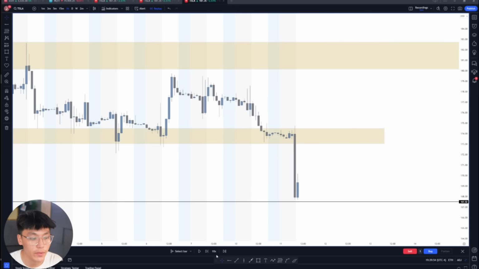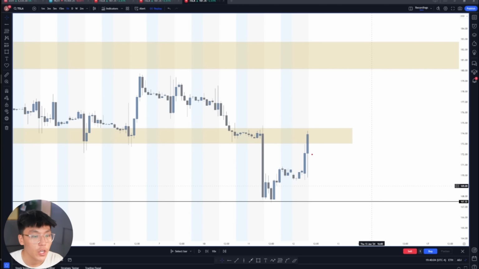So now we're going to play out the tape. You can see here, price is now coming back into our flip zone, and there are two scenarios that price can do. We can either reject off this area and push towards the downside, or we can reclaim this level and push back towards the upside. Either way, we're going to be looking for a trade opportunity. So let's go on to the lower time frames.